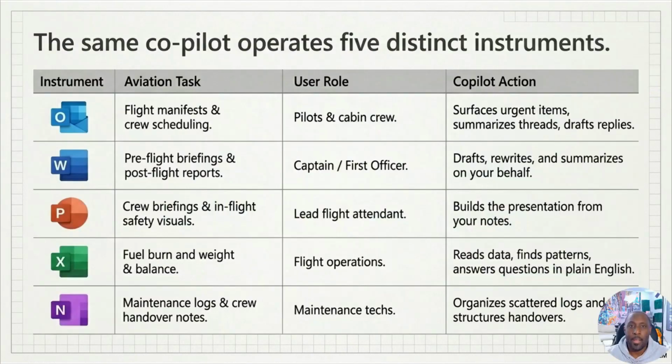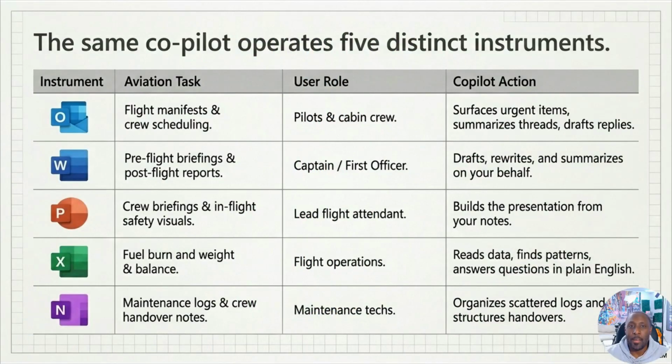The same co-pilot operates 5 distinct instruments. Outlook, flight manifests, and crew scheduling. Copilot surfaces urgent items, summarizes threads, and drafts replies. Word, pre-flight briefings and post-flight reports. Copilot drafts, rewrites, and summarizes on your behalf.